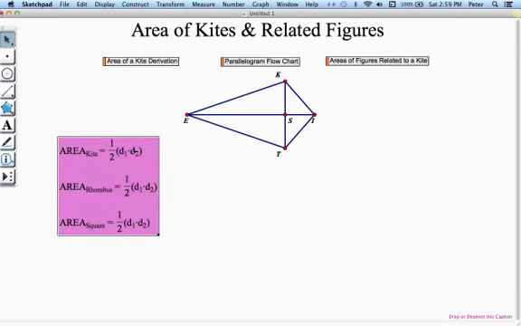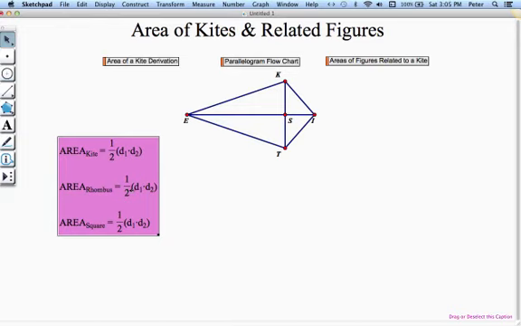That the area of a kite is 1/2 D1 times D2. The area of a rhombus could also be considered 1/2 D1 D2, and the area of a square is 1/2 D1 D2. So at this point in your notes, on your area formula summary sheet that I suggest you keep, you should have two formulas for the area of a square. Base times height, and now you have 1/2 the product of the diagonals.